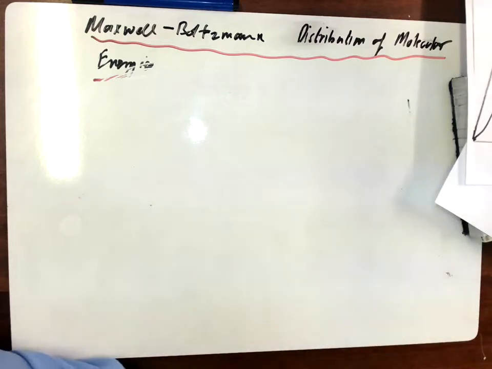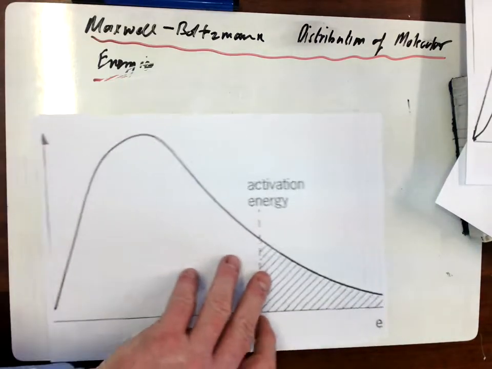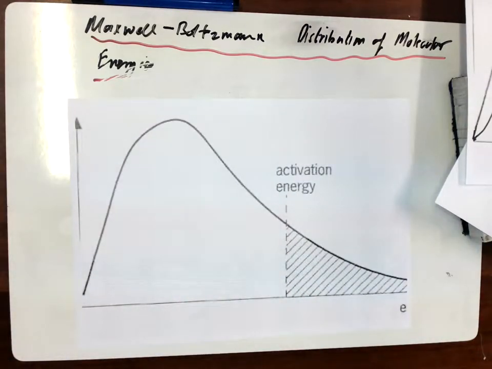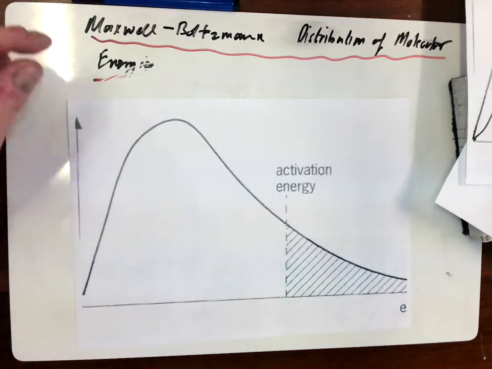Okay, the next thing I want to look at then is how does a catalyst change the rate of reaction, and how do I show that on a Maxwell Boltzmann distribution?